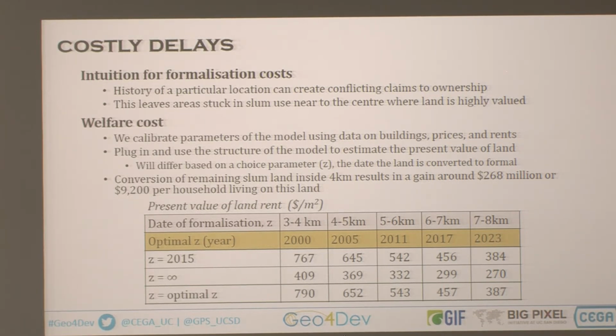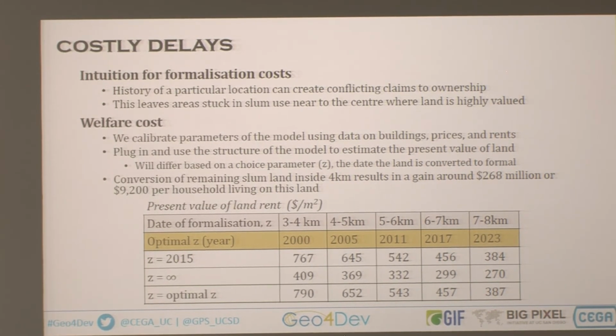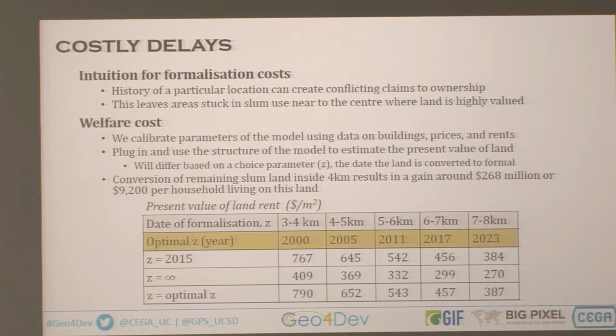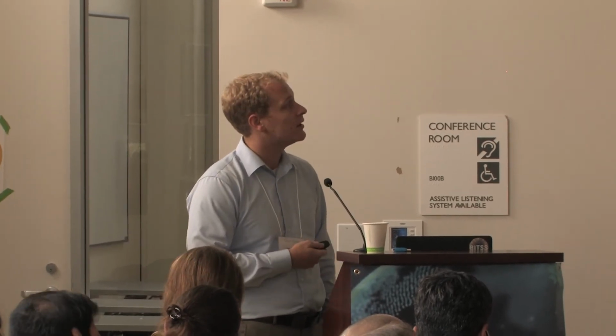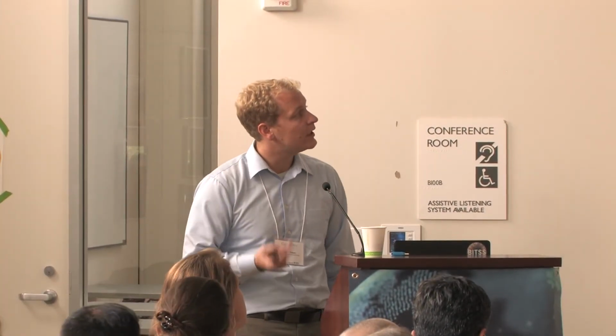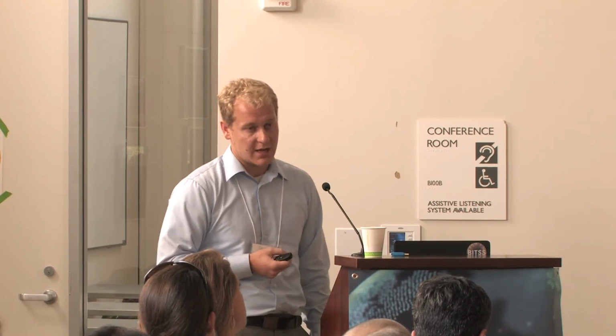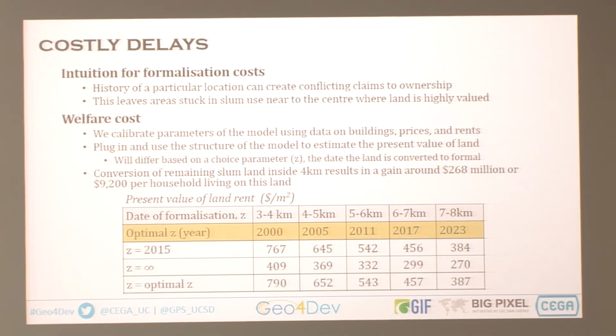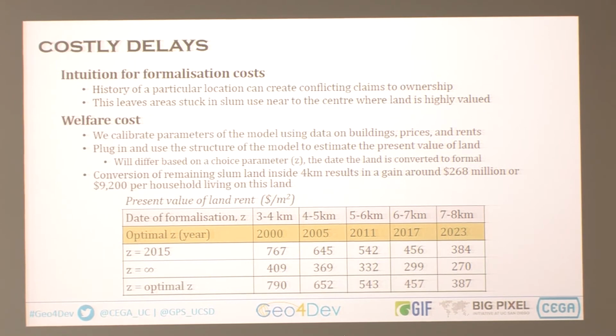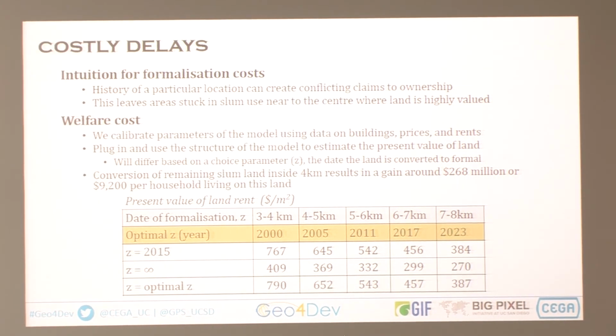So as I said, we calibrate the parameters of the model using our data. We plug in the calibrated parameters to get estimates of the present value of land at different locations based on the date of formalization, which we call parameter Z. Here we do two exercises. The first is we can say, let's consider two scenarios. One where we formalize today, so Z is 2015. And the other one is where we let the informal sector indefinitely persist. So Z goes off to infinity.